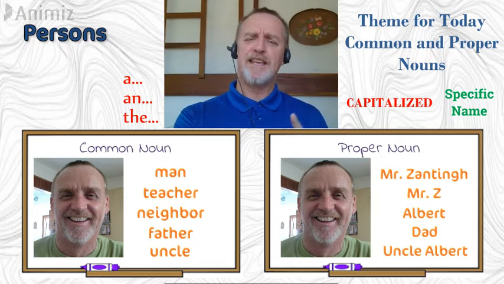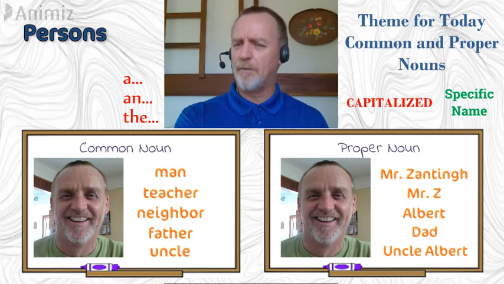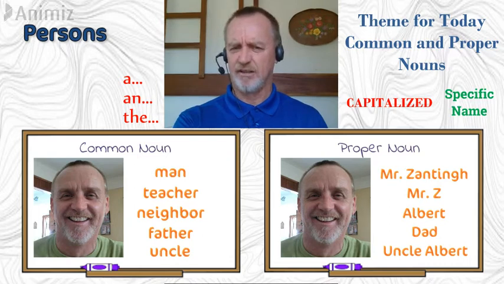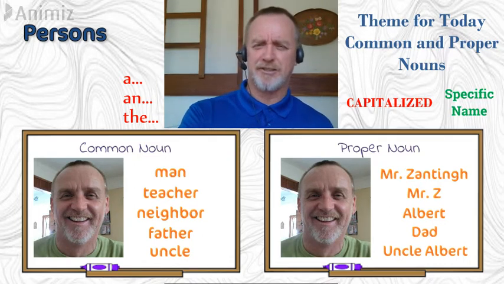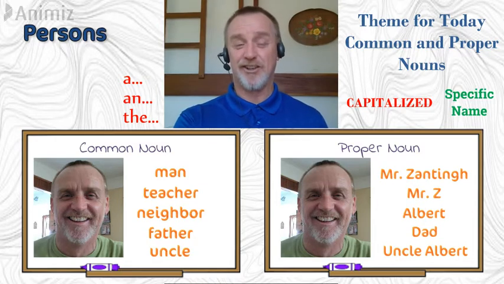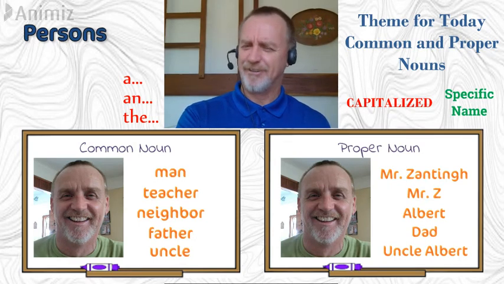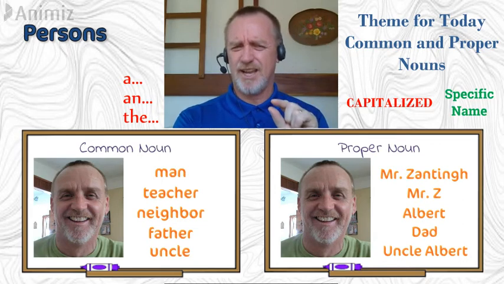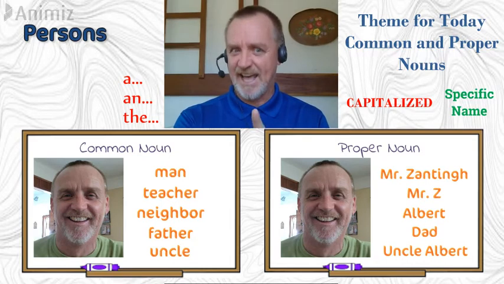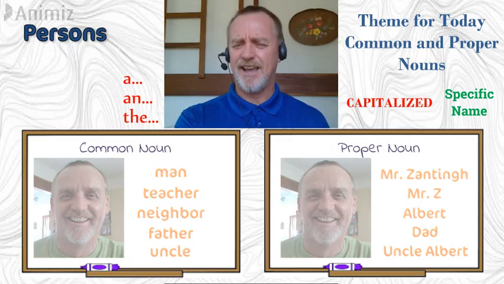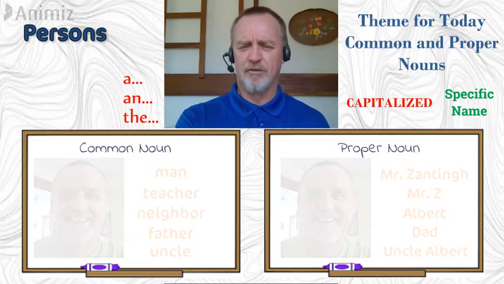Now, if you put the a or the in front of a proper noun, it sounds really funny. The man is called a Mr. Zanting. Strange. His teacher is called the Mr. Zanting. Our neighbor is called an Albert. Our father is called the Dad. Now, yeah, that one could sound right, but in this case, it's Dad. Our uncle is called an Uncle Albert. Sounds strange, right? Eliminate the a or the from in front of the proper noun.